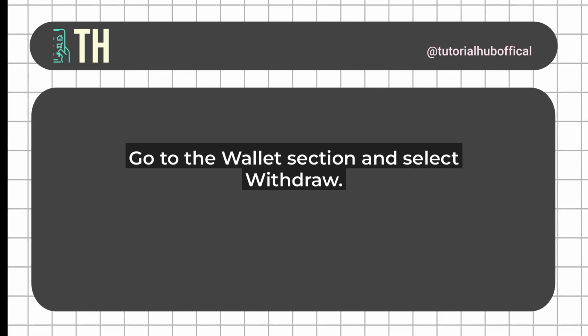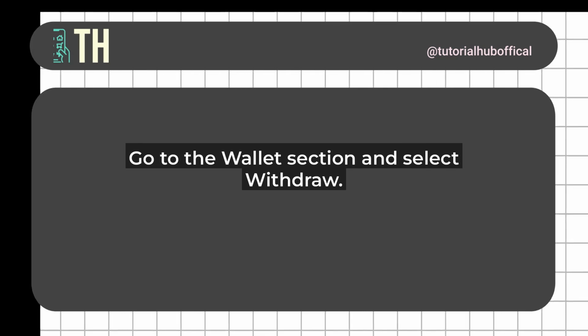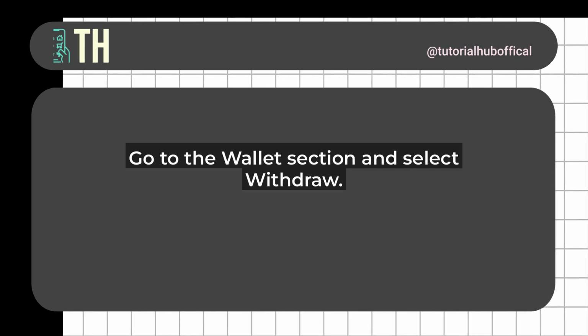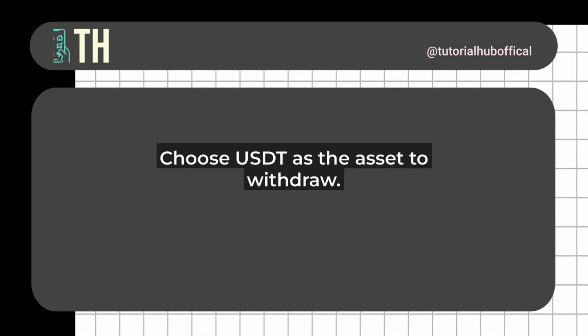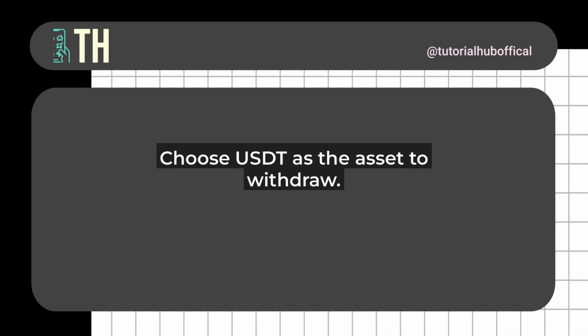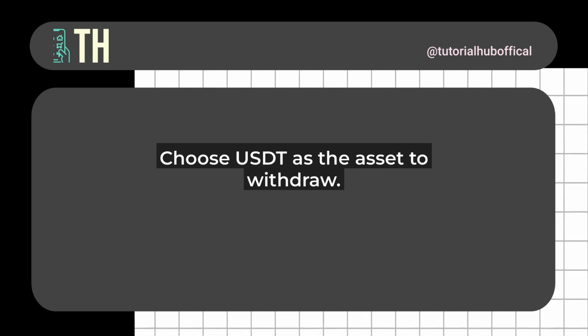Let's jump right in. First things first, make sure you're logged into your Binance account. If you haven't already, go ahead and open the Binance app or website and enter your credentials. Once you're in, head over to the Wallet section. This is where all your funds are managed. From there, click on Withdraw, it's usually right at the top.